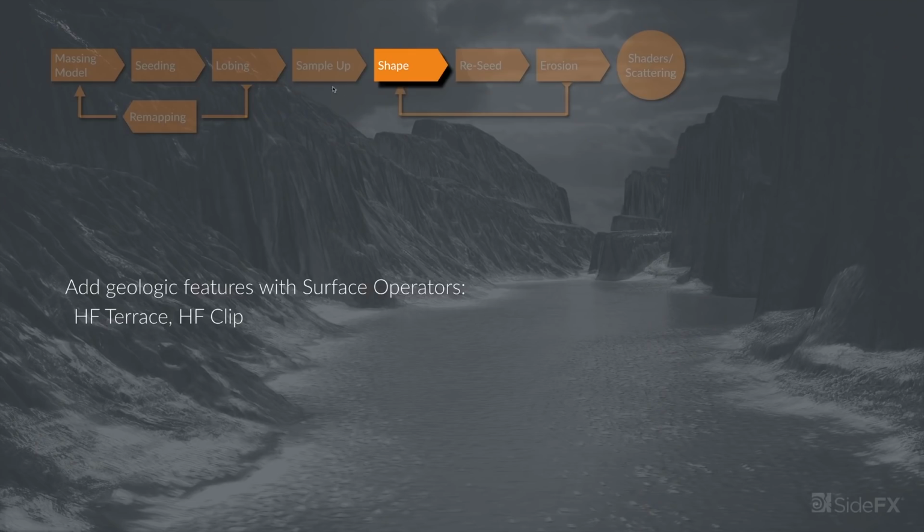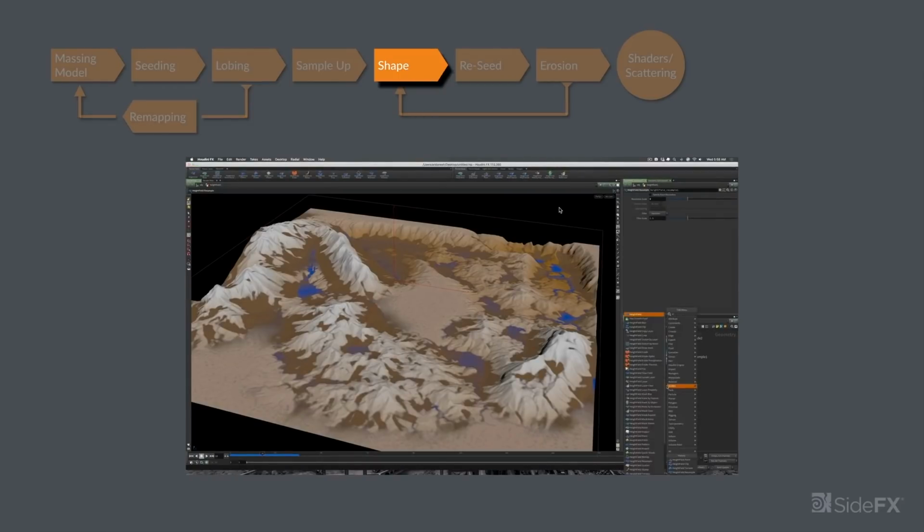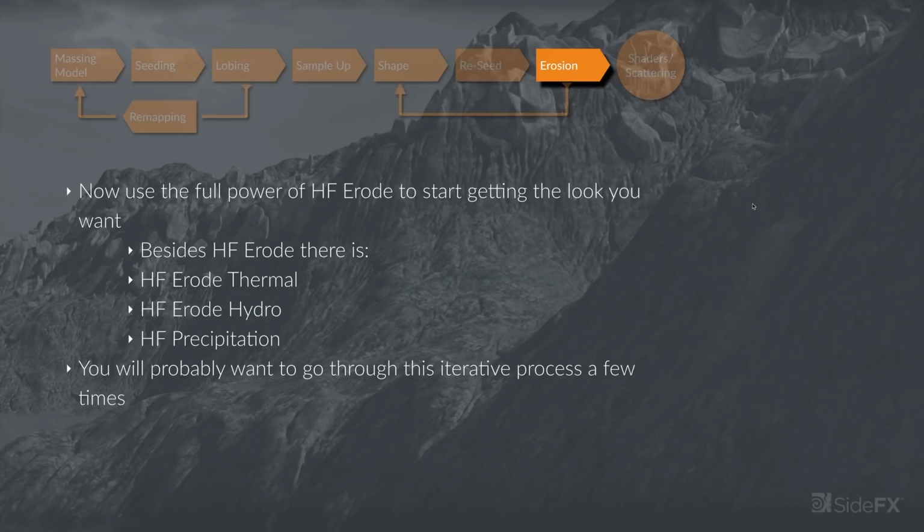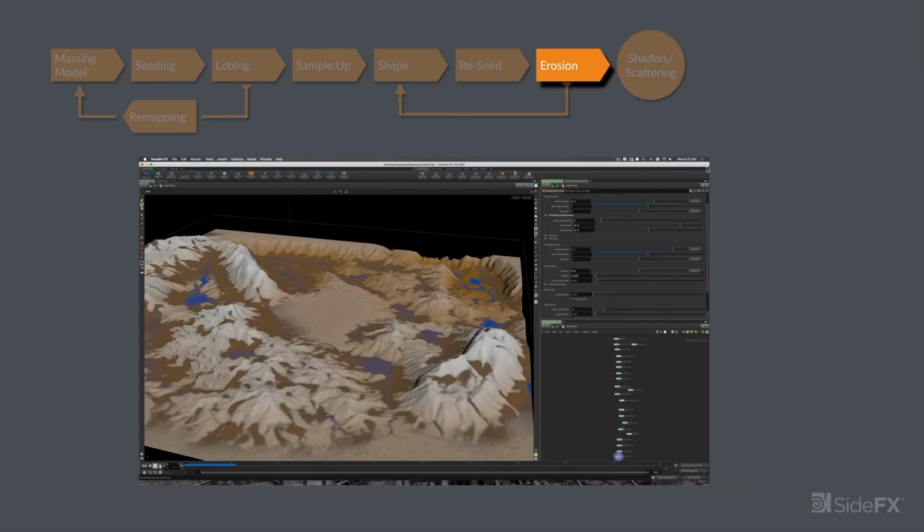Okay, so we got through the sampling up, we got through shaping, the reseeding if you wanted to. Ours was looking so good, I think I bypassed most of that. And then a couple layers of erosion. So I'm not going to talk about shaders and scattering yet. I want to jump straight to what's new in H17 for those who have been using terrain in H16.